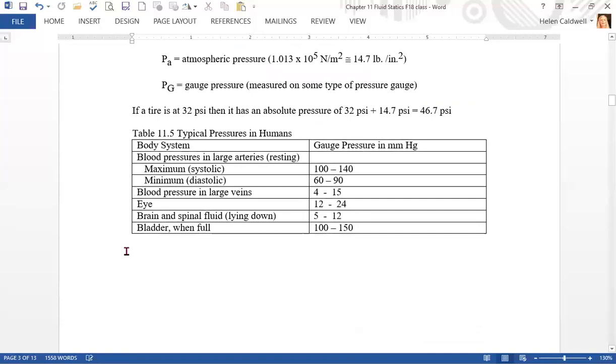To give you some idea of pressure in the human body, this is a table from the book. So your systolic and diastolic pressures are given, blood pressure in the large veins, inside the eye, spinal fluid if you're lying down, your bladder when it's full. No wonder you have to run, go use the bathroom. Or maybe you don't, but lots of us do. So depending on where you are, different pressures.